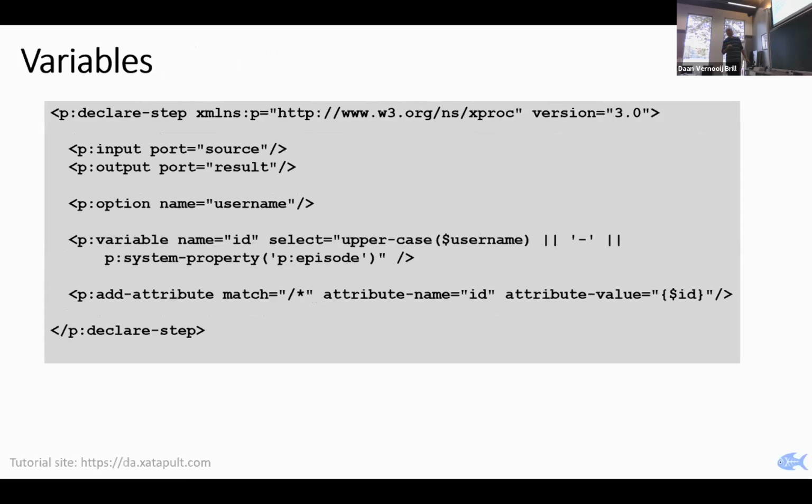Okay, let's have a look at the variables. XProc 1 had the quirk that you could only add variables at the top of your pipeline or at the top of a compound step like the group. That's no longer the case in XProc 3. You can add your variables anywhere, which is a good thing.